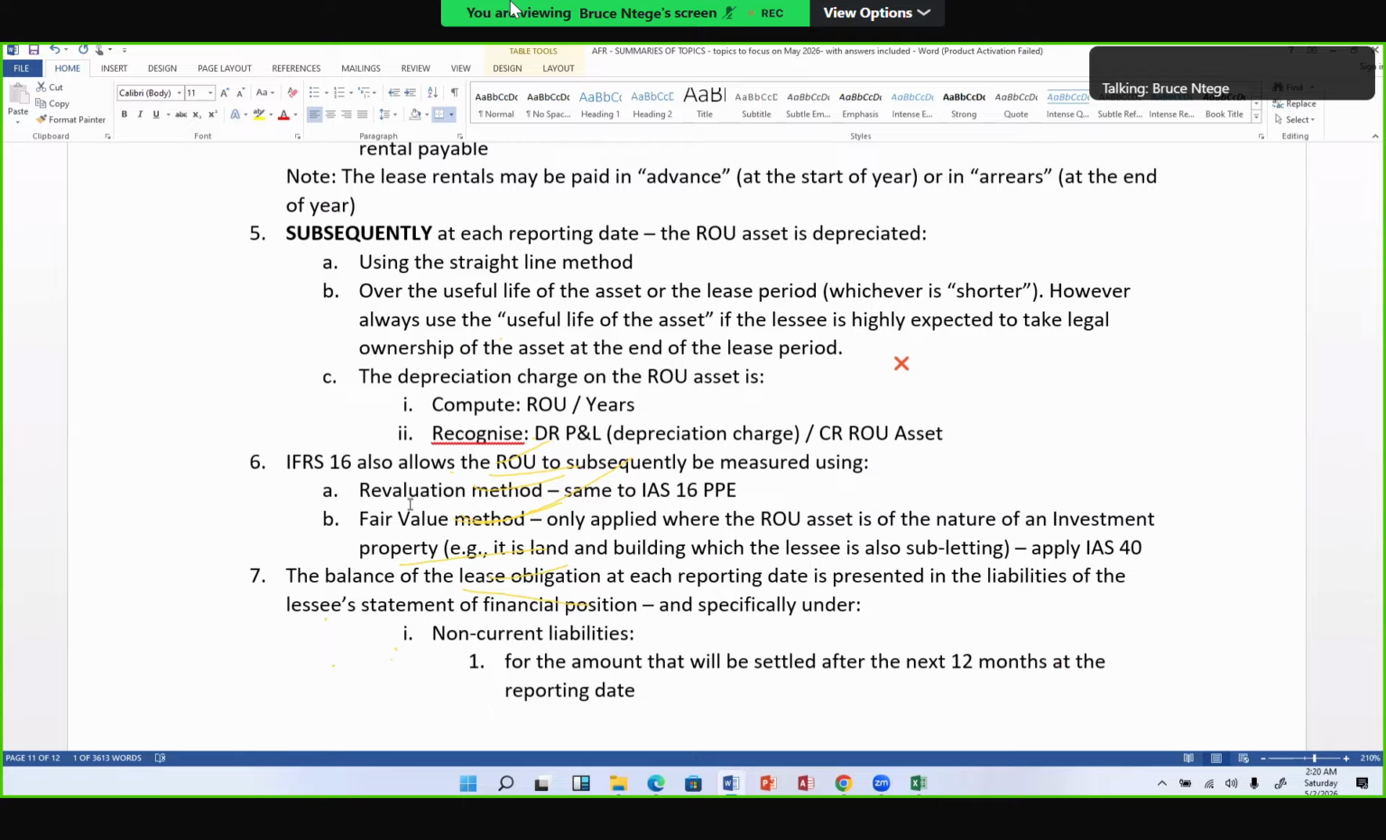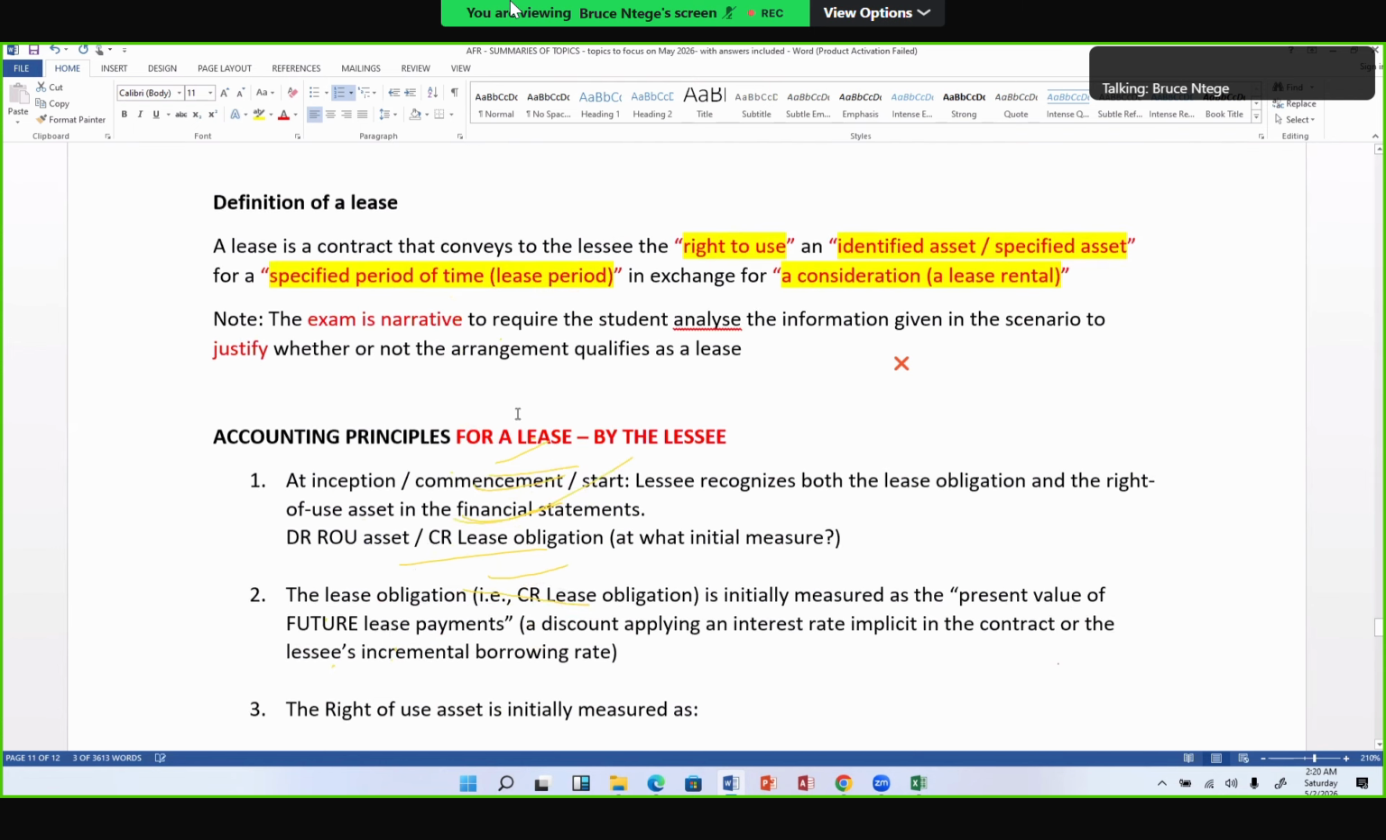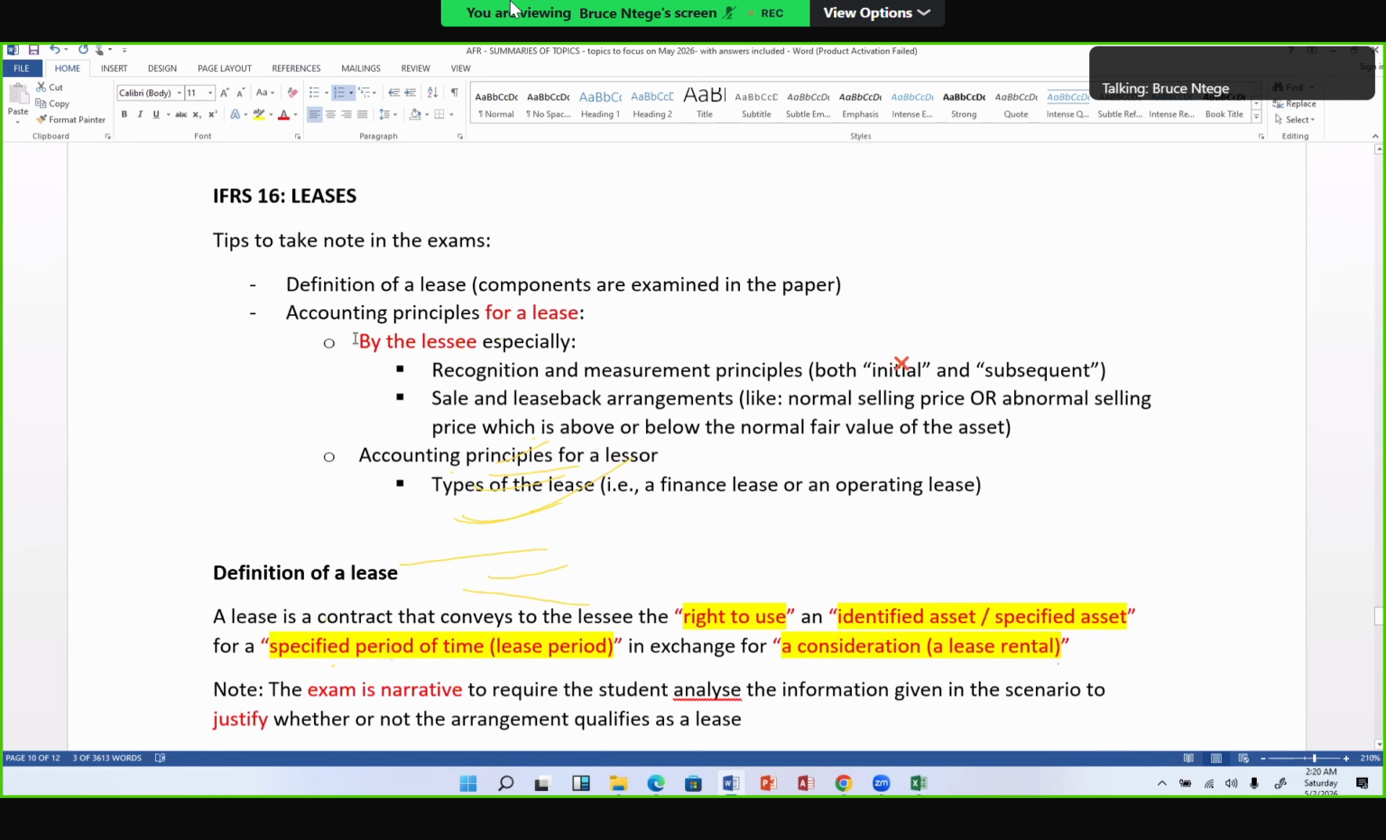Otherwise, number 7, we've allocated the lease obligation balance, which we have at the end of each year, in form of current liability and non-current liability. And you're done with this part. Do I have any questions? Because at this point, if you see what we've done, this is the most commonly examined part of IFRS 16. That recognition and measurement principles, both initial and subsequent.